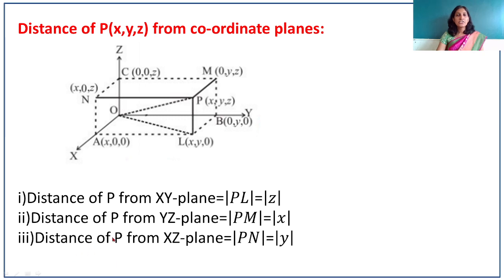Then third, the distance of P from the XZ plane. For this XZ plane, the distance is the perpendicular PN. So mod of PN is equal to mod y.